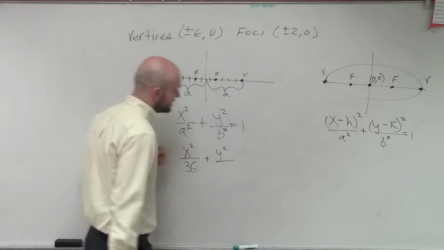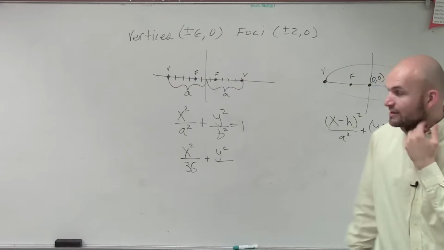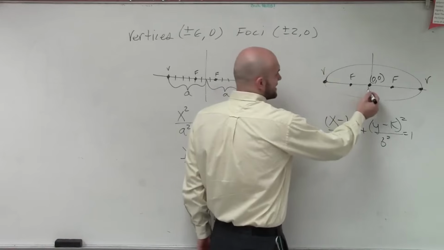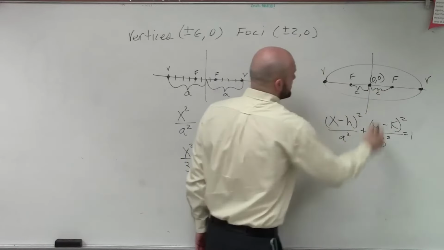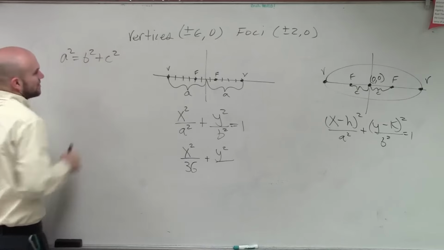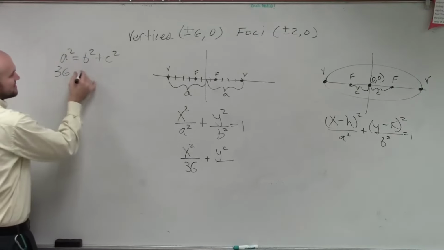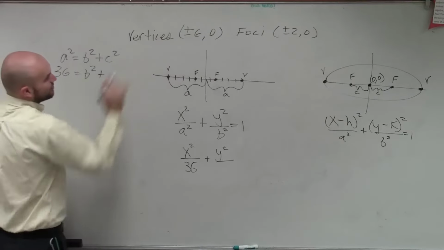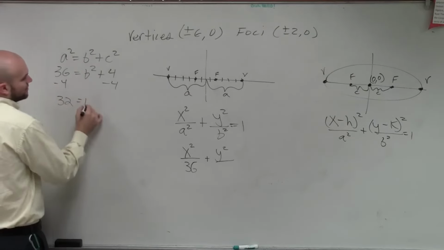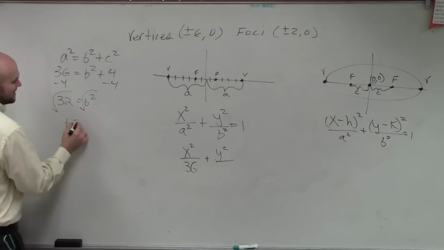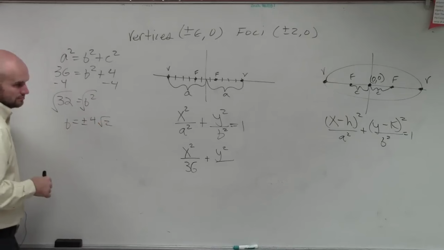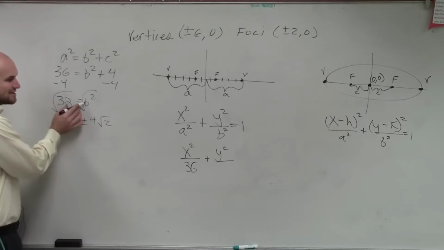So now we have y squared over b squared. Now what our problem is, we don't know what b squared is, right? But the other information they gave us was they gave us c. And we remember we talked about a, b, and c are related to each other, where we can say a squared equals b squared plus c squared. So if I know a squared is 36 equals b squared plus c squared, so c is 2, so c squared is going to be 4, minus 4, I get 32 equals b squared. Square root, b equals plus or minus, simplify this into 4 radical 2, yes? But we don't need to do that, right? Because all they're asking us is what is b squared?